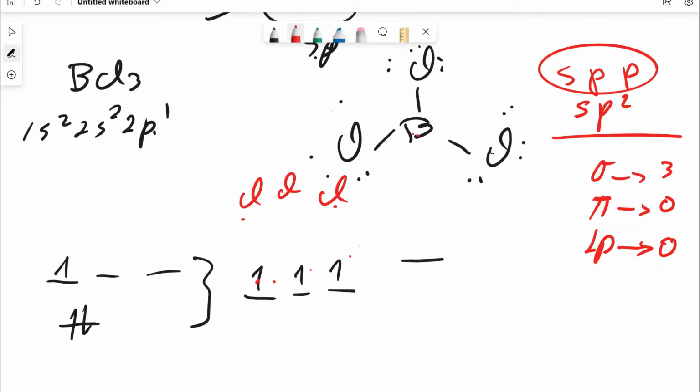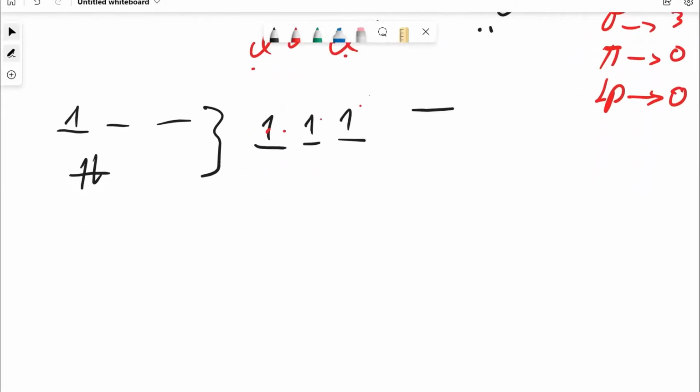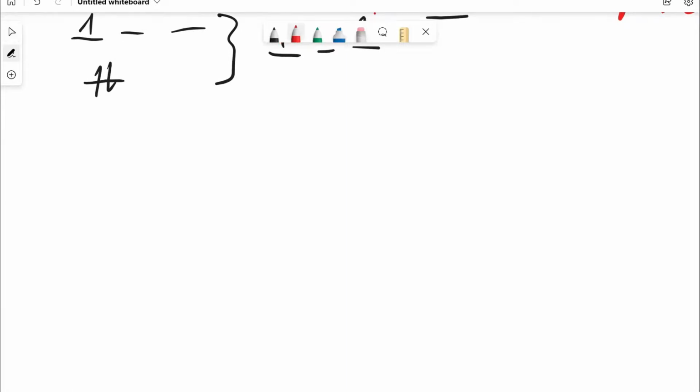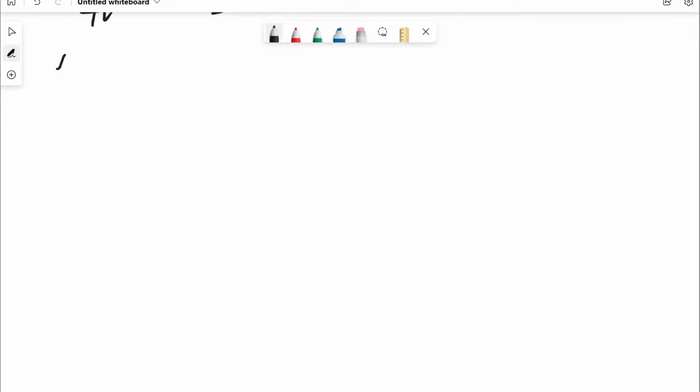I wanted to do more, but that's okay, we're running out of time. We already did the sp3 hybridized orbital of methane. You remember that? I just did that. CH4, that would be sp3. I want to do another type of sp3. This time I want to do this.